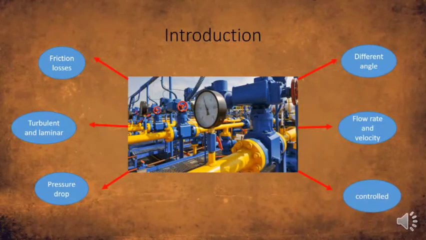So is there any loss in the process of distributing to our house? From here we know whether there is a friction loss in our pipeline.